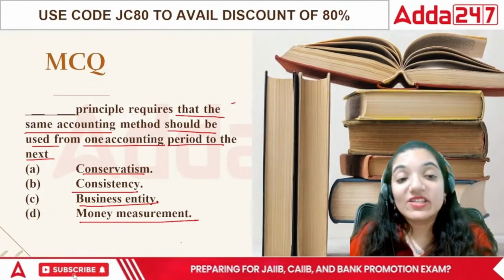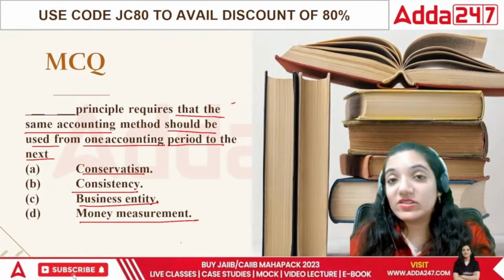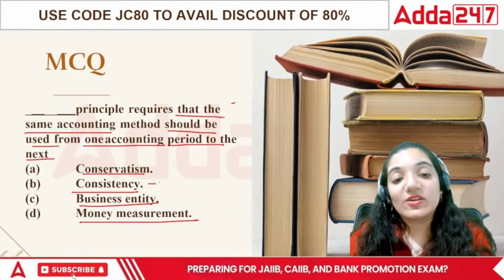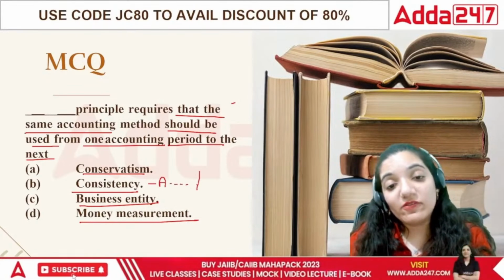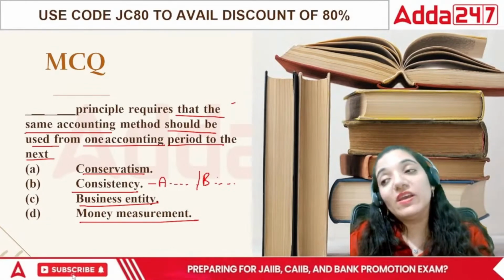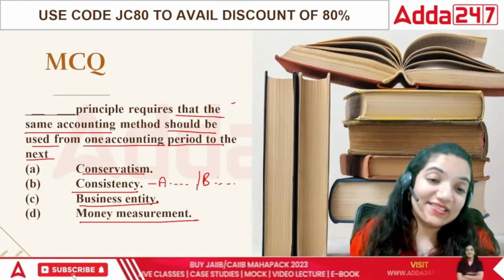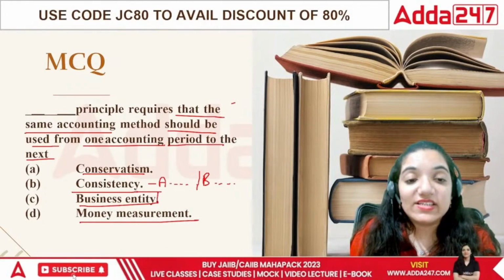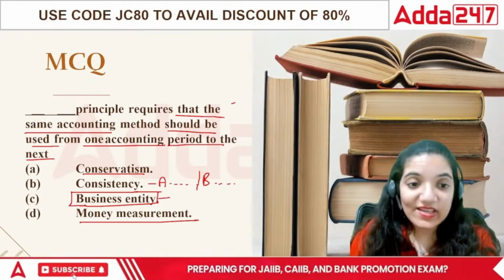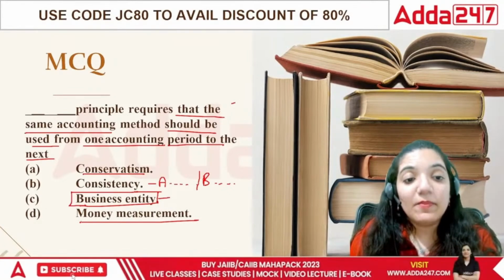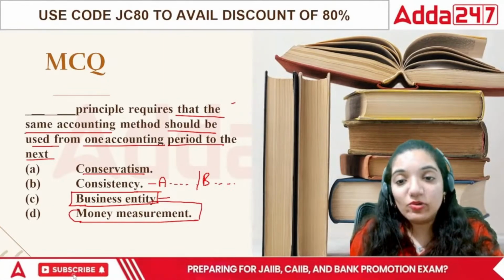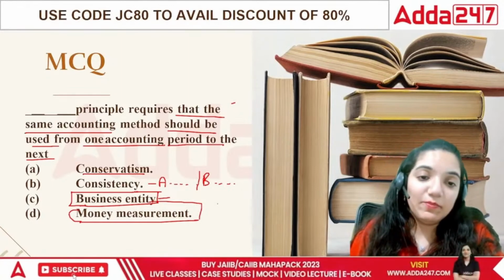These are different concepts. Conservatism says anticipate the losses but not profits. Consistency says you can use one particular method. You can start with A and then continue. If you have switched to B, then continue with B. Don't use A sometimes, then shift to B and then shift to A again. That is not consistency. Business entity means the business is separate from the businessman. Money measurement says anything that can be stated in terms of money should be recorded in the books of accounts. So in this case, it is not money measurement.